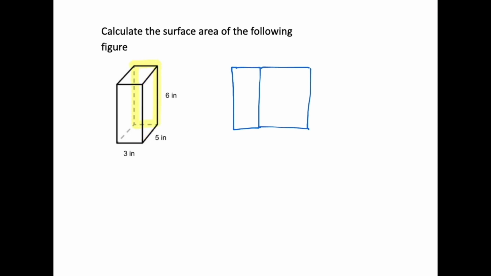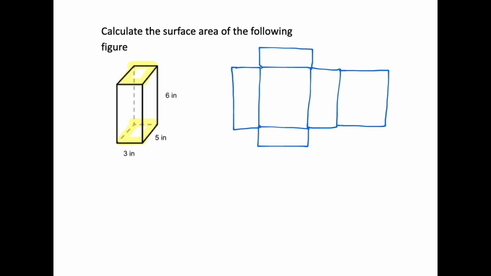On the back side of my rectangular prism, I have a rectangle that matches the front rectangle. So I'm going to draw another long and skinny rectangle. And then on the left side, I have a rectangle that matches the one on the right. So I'm going to draw another bigger rectangle. Finally, I have the top and the bottom. So I can draw two rectangles, one on the top and one on the bottom.